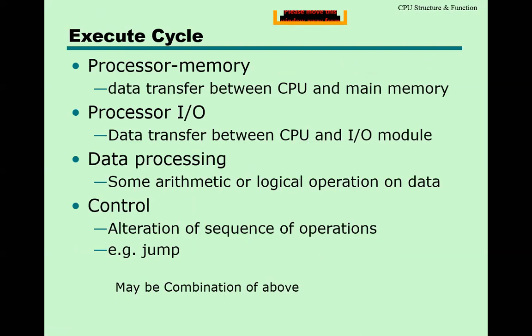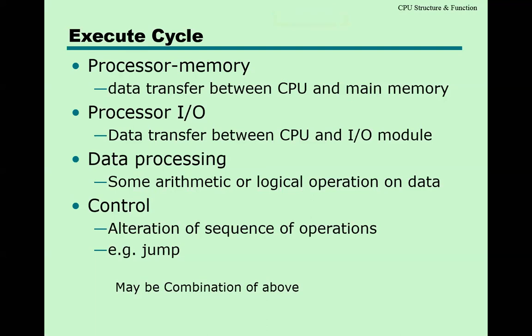And in execution, what happens? Generally, you will find these four things happen in the execution cycle. First, processor to memory: data transfer between CPU and main memory. Either your data moves between the CPU and the main memory, because the respective data will be loaded. Then processor to input output: data transfer between CPU and the input output module. So again data movement between the CPU and input output.